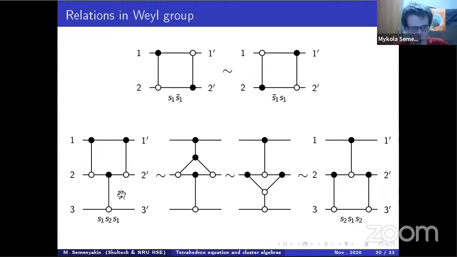And the Coxeter relation is a sequence of three transformations. So first you have to apply two move here and get this. Then you apply four move in this four-gon, and you change colors of these two vertices and these two vertices. And then you apply two move here and get a product of other generators. So S1, S2, S1 is equal to S2, S1, S2.